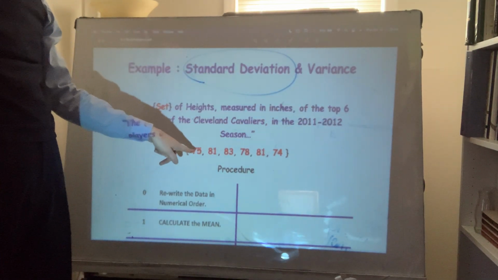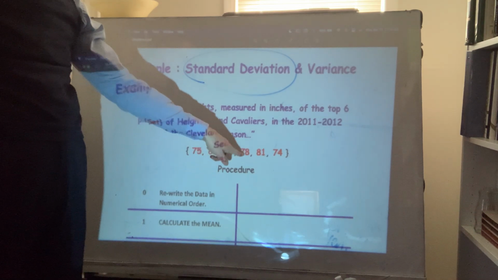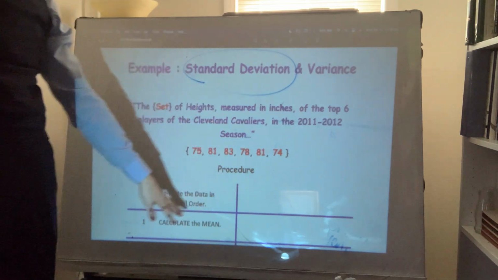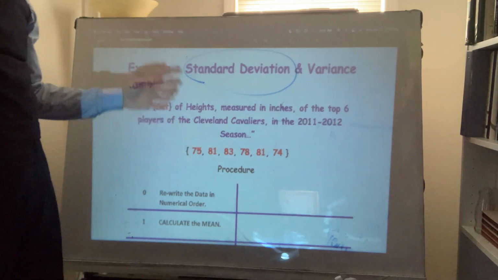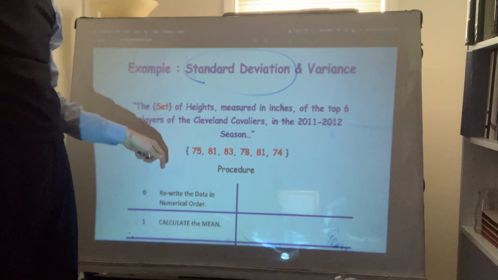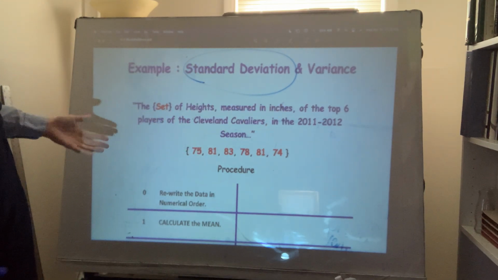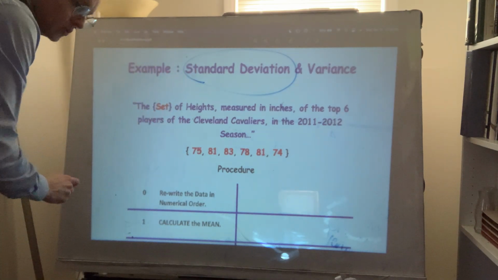All right, so 75 inches tall, 81 inches tall, 83 inches tall, 78, 81, and 74. All right, as with any good statistics, the easiest thing to get started is to put them in numerical order, rank them. So you might do that. All right, in which case, what would you get?